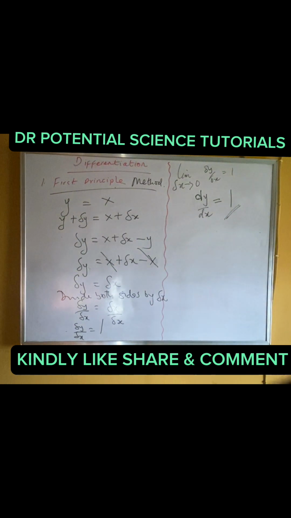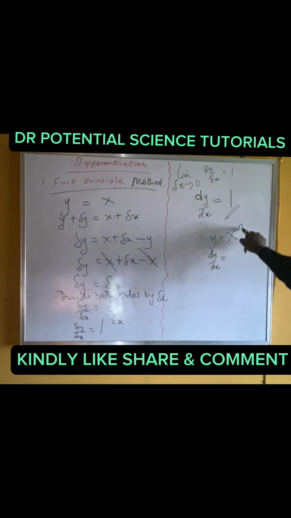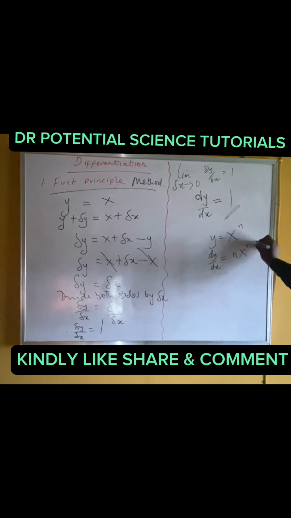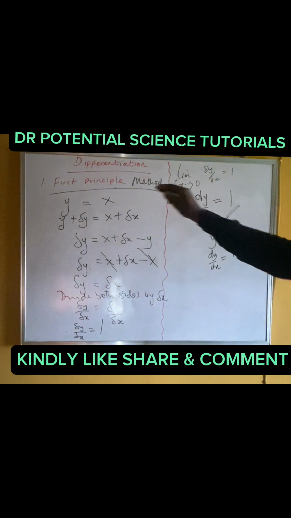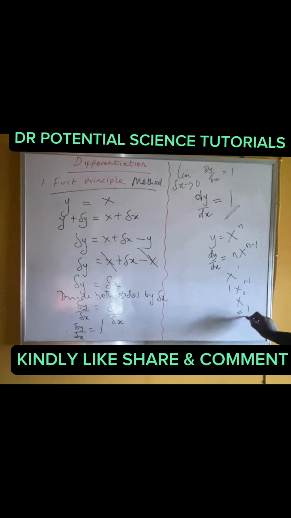For exam purposes, we need to quickly verify, or ascertain, that what we have worked out is actually correct. So we use the direct method of differentiation, which says that if y equals x raised to power n, dy/dx equals n times x raised to power n minus 1: bring n down, and remove 1 from the power. So for that question, x raised to power 1: 1 times 1 is 1, x raised to power 1 minus 1 is x raised to power 0, which is 1. So that means we are correct.